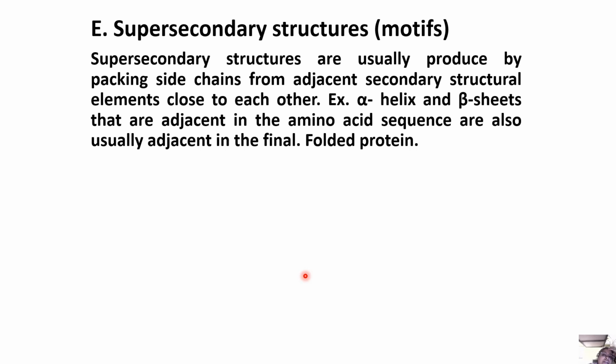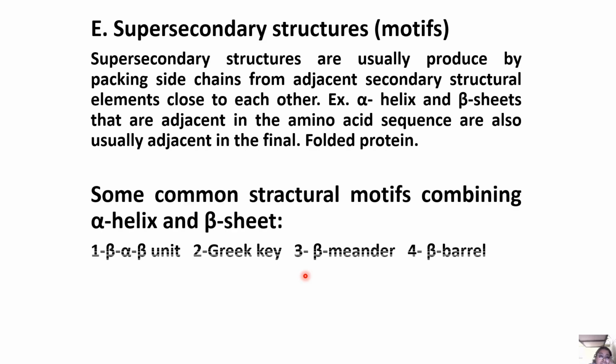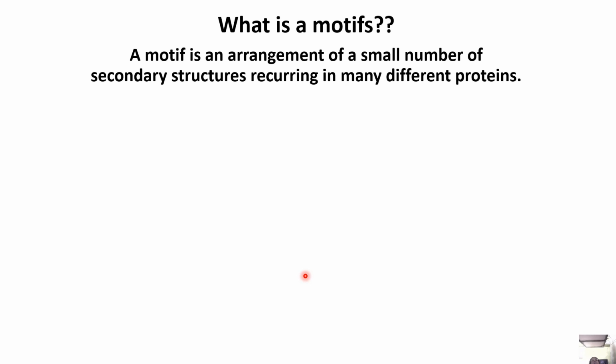Now, what is the supersecondary structural motif? Supersecondary structures are usually produced by packing side chains from adjacent secondary structural elements close to each other. For example, alpha helices and beta sheets that are adjacent in the amino acid sequence are also usually adjacent in the final folded protein. Some common structural motifs combining alpha helices and beta sheets are the beta-alpha-beta unit, Greek key or beta meander, and beta barrel.